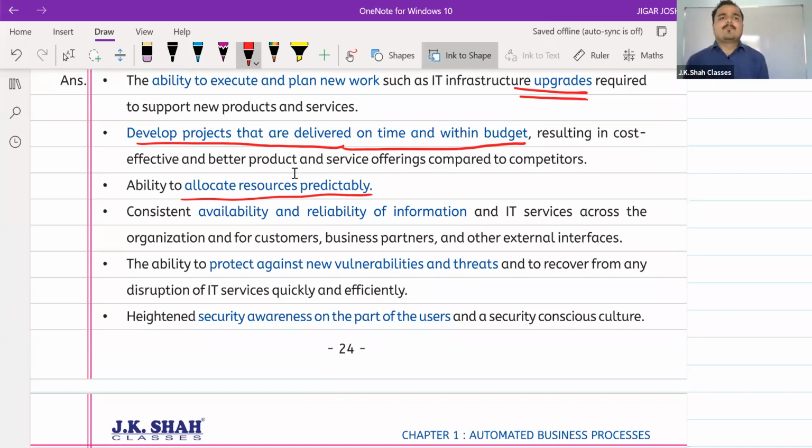So it is very important that we first identify the job, and based on the job, my dear chartered, we should always prefer to purchase the resources. And that is called allocating the resources predictably. Predictably means as much as required.